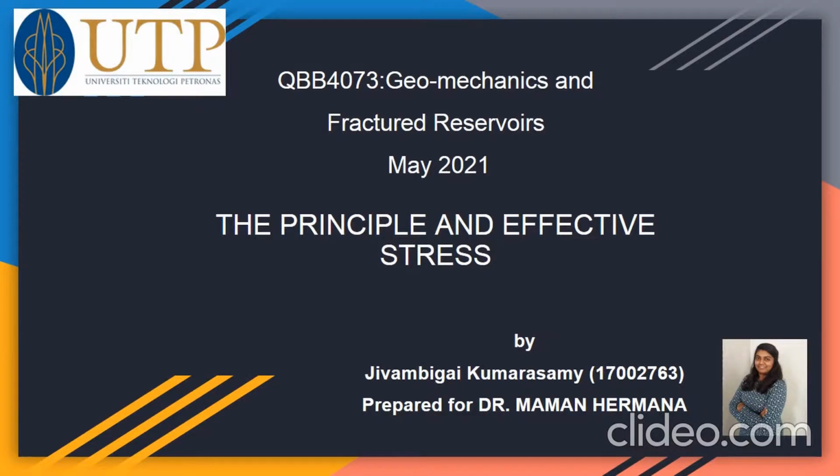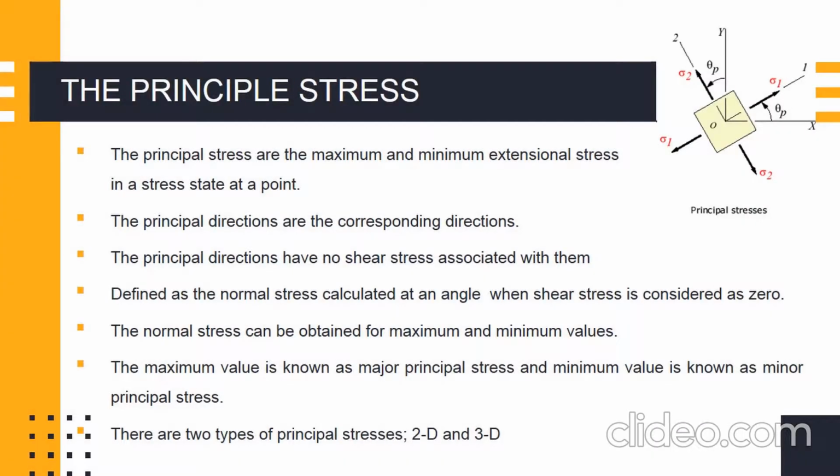Let's start my presentation. As we are all aware of the concept of stress, which is force per unit area, but what are principal stresses? Principal stresses are the maximum and minimum extensional stress in a stress state at a point. The principal directions are the corresponding directions which have no shear stress associated with them. They can be defined as the normal stress calculated at an angle when the shear stress is considered 0. They can be obtained for maximum and minimum values, where the maximum value is known as the major principal stress, whereas the minimum value is known as the minor principal stress.